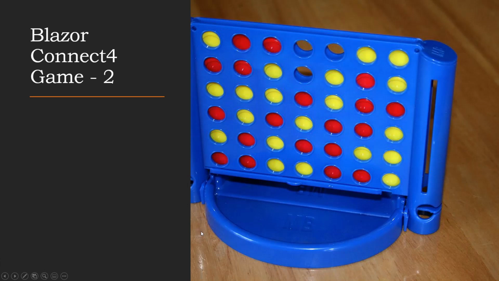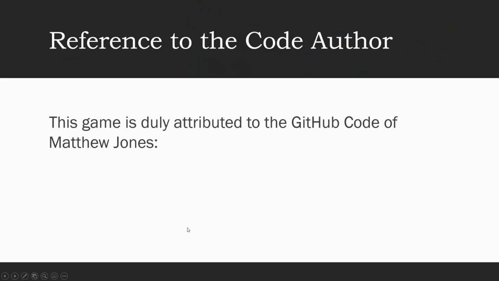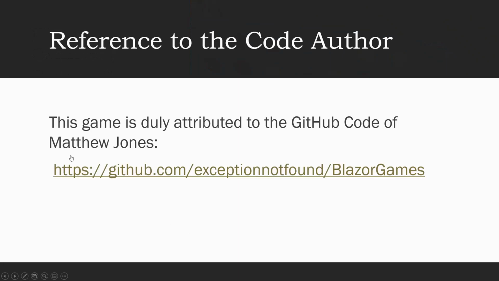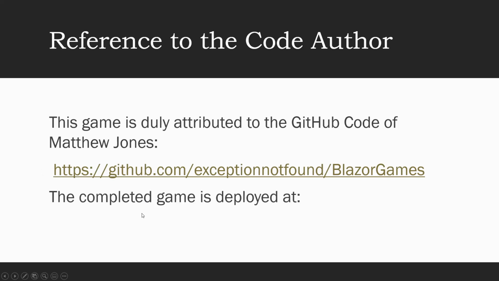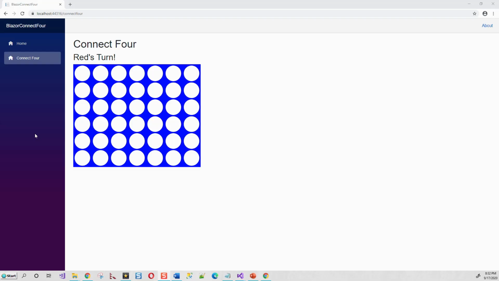And this is the Blazor Connect 4 game part 2, and this is the reference to the code author, who is Matthew Jones, and this code is available at this GitHub source repository, and the completed game is deployed at blazorgames.net.